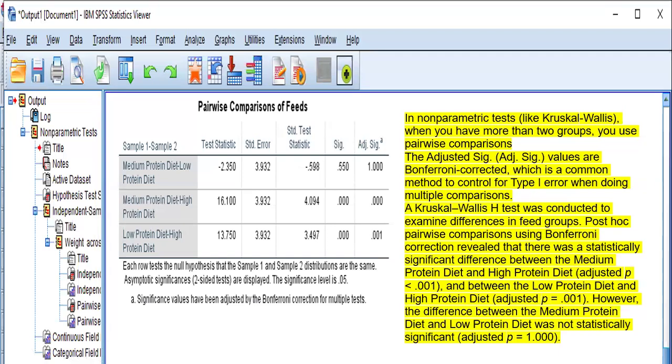So when it has pairwise comparison of the feeds, this is basically the post hoc test, and it is also known as Bonferroni corrections for multiple tests. So it is giving you these adjusted p-values, showing which groups are different from each other. Here again, you will see that medium diet and high protein diet are different, but medium diet and low protein diet are not different. So here you don't have to see the significance value, you have to see the adjusted significance level, because you are applying Bonferroni corrections, which is basically a post hoc test for the Kruskal-Wallis test.